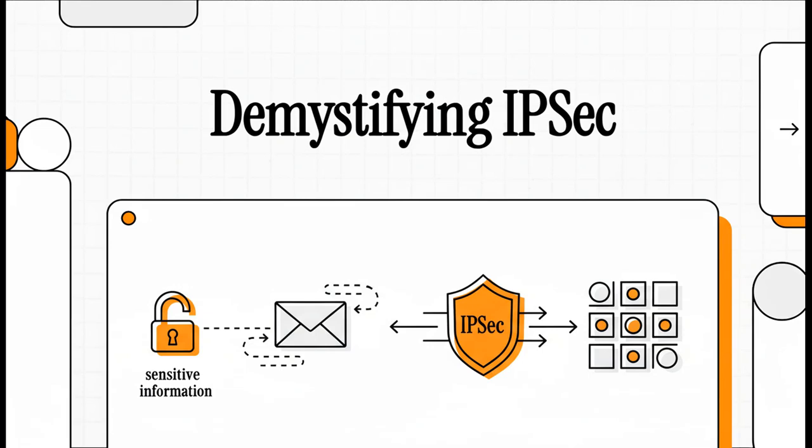Have you ever stopped to think about how all this sensitive stuff we send across the internet, passwords, bank details, you name it, actually stays private? Well, there's an unsung hero working behind the scenes, and it's called IPSec. It's the security guard of the internet's infrastructure, and today we're going to pull back the curtain and see exactly how it does its job.